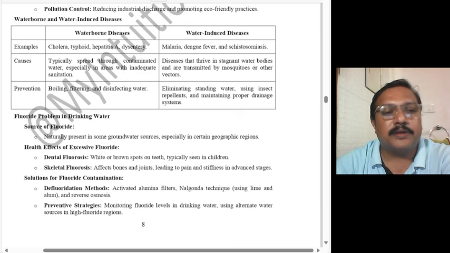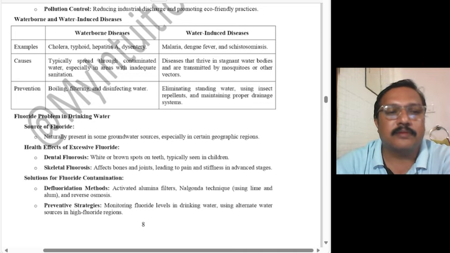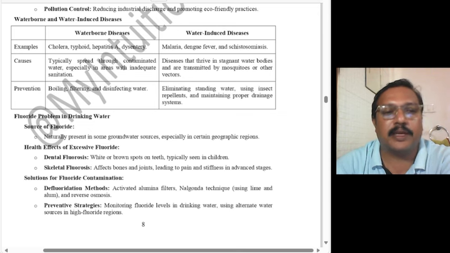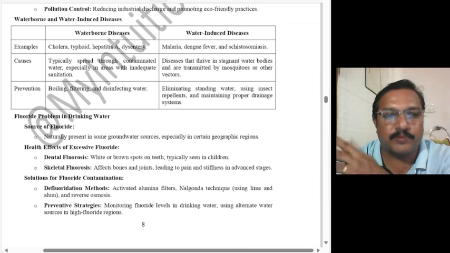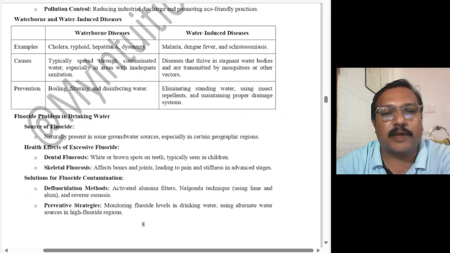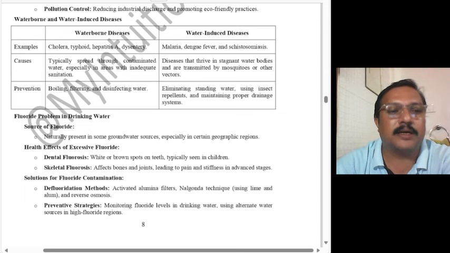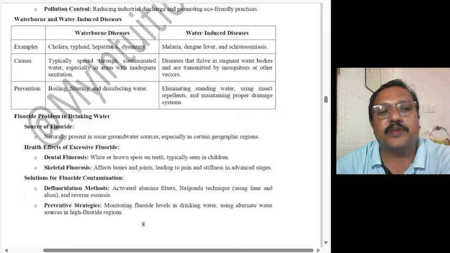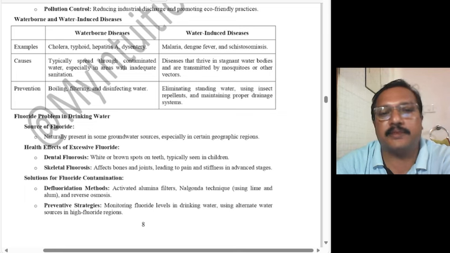So, water-induced diseases are often seen in areas where there is stagnant or standing water, which can happen after a heavy rain. If the area is not properly drained, or even around homes where water collects in containers, pots, or puddles, then mosquitoes will lay their eggs in the stagnant water.